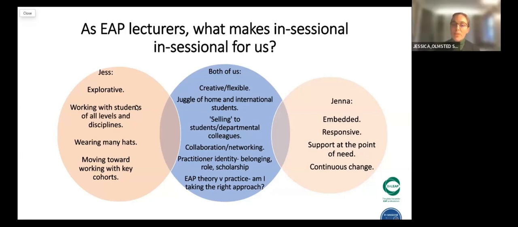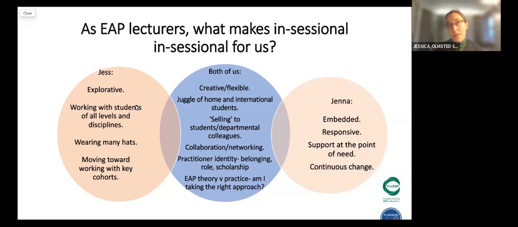Yeah, and then Jen and I, obviously we had a chat when we were creating this PowerPoint, and we came up with some things that we both feel make In-Sessional for us. So definitely creativity and flexibility. I think anybody who teaches in In-Sessional, and I'm sure many of you here can relate to this, has to be very flexible. So that's definitely part of it, and also creative. For both of us, since we're both working with home and international students, it's a juggle of working with both of those cohorts, often in the same room. So having to differentiate our teaching for those students.